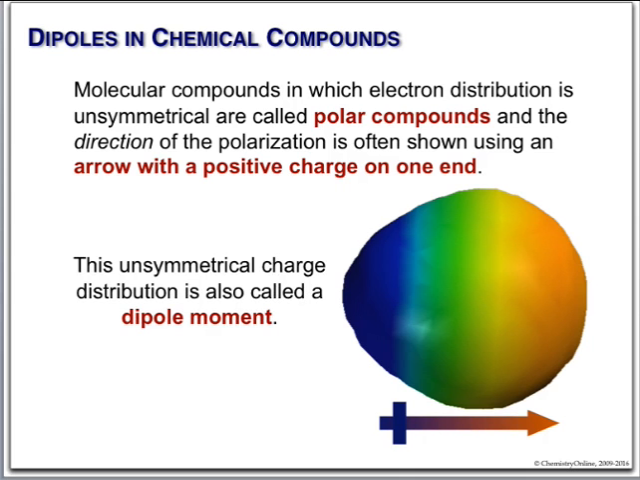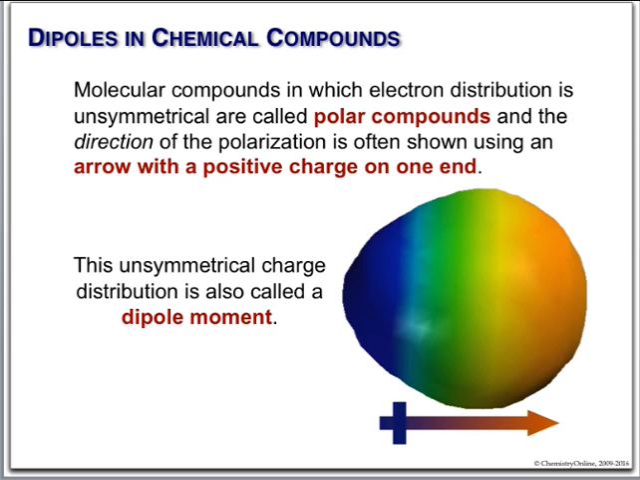This is called a polar covalent bond. We show a polar covalent bond with an arrow, and we cross one end. That's the positive end of the dipole, and this points at the negative end.